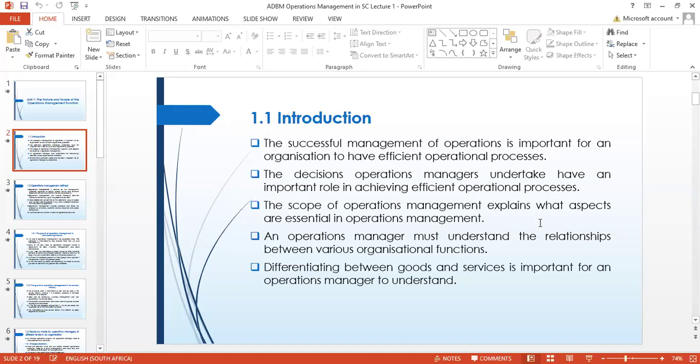We have businesses that manufacture goods. We have businesses that provide services. So as an operations manager, you have to understand the differences. Know that goods and services are not the same. They have differences. We also cover the differences between goods and services.